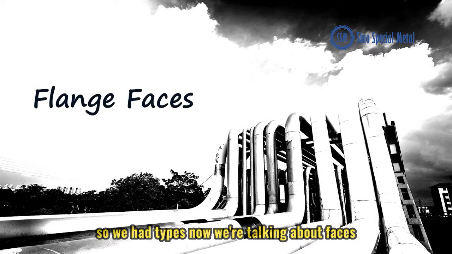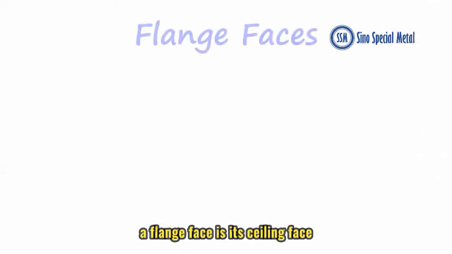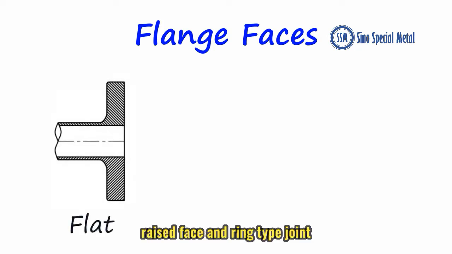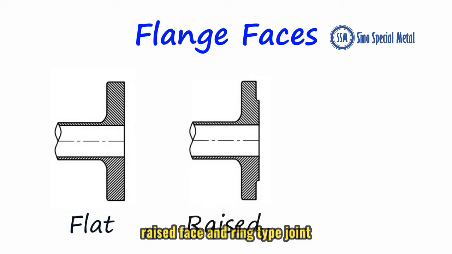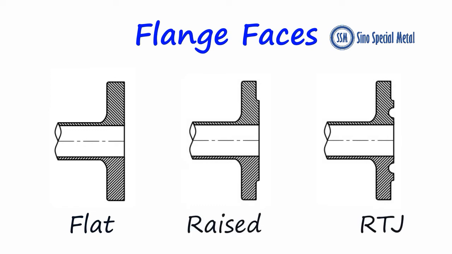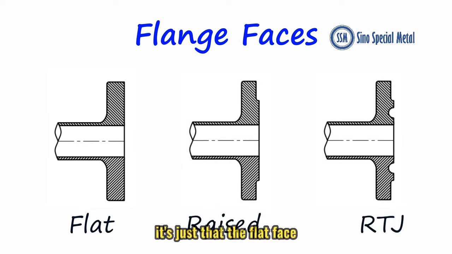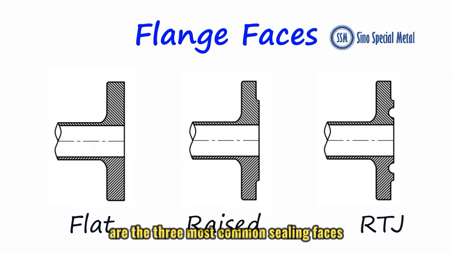So we had types, now we're talking about faces. A flange face is its sealing face. Common sealing faces are the flat face, raised face, and ring type joint. There are other types of sealing face available. It's just that the flat face, raised face, and ring type joint are the three most common sealing faces.